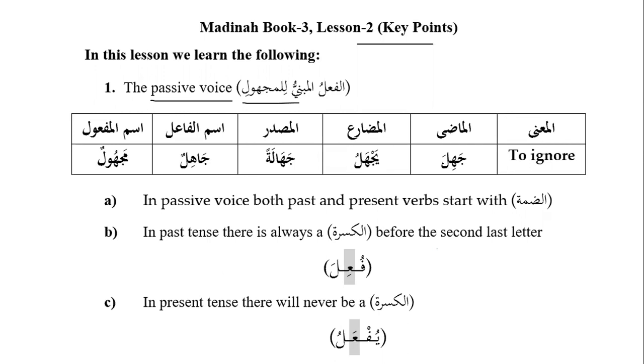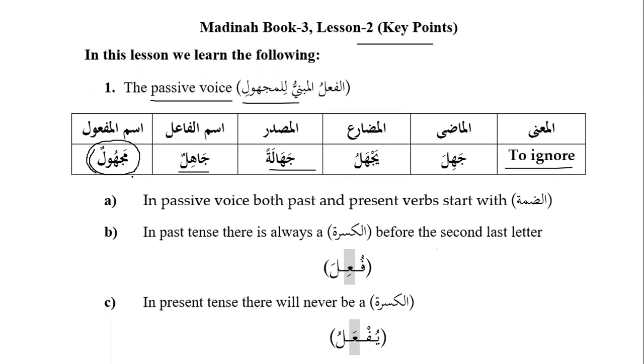So it's basically jahila, yajhalu, on the pattern of sami'a yasma'u. Masdar is jahalun wa jahalatun, and ismul fa'il is jahilun, and ismul maf'ul is majhulun, on the pattern of maf'ulun, to ignore. So jahil means someone who is ignorant, and majhul is someone who has been ignored. Then why do we call it majhulun?